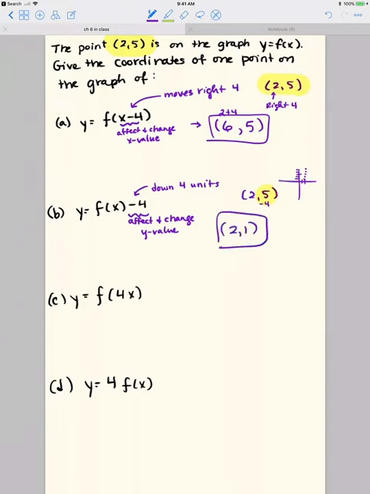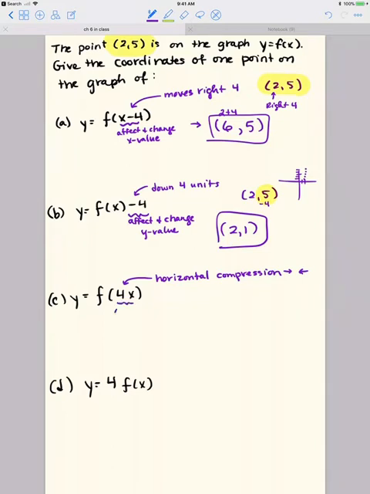All right. For part C, the 4 multiplied on the inside is going to be a horizontal change. Stretch or compression because it's being multiplied. The fact that it's the number 4, it's going to be a horizontal compression where whatever the graph looks like, it moves it in closer to each other horizontally.